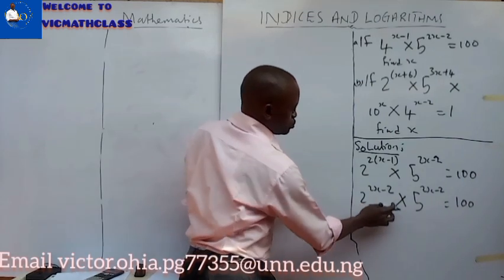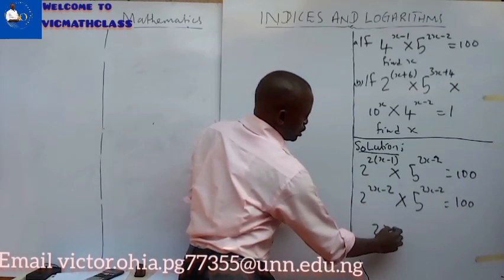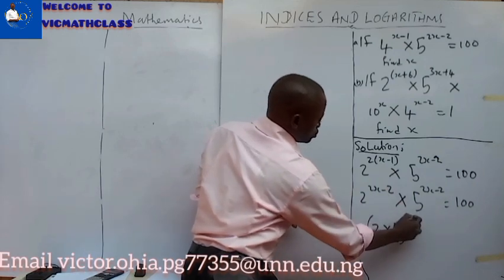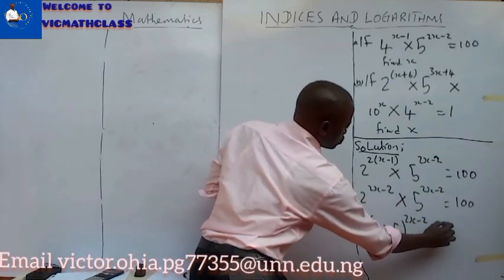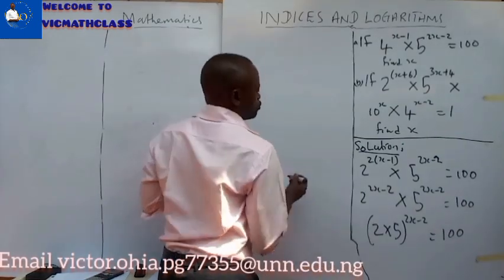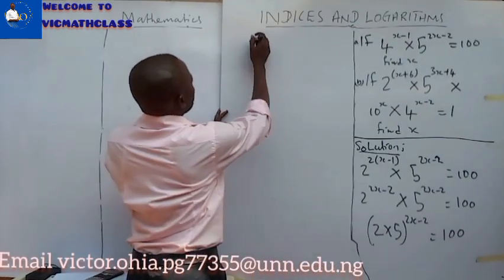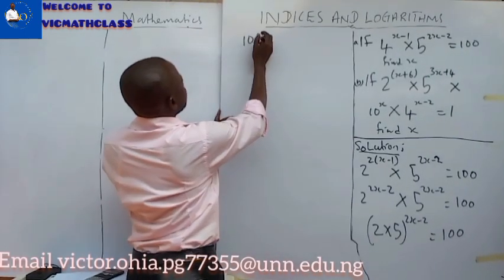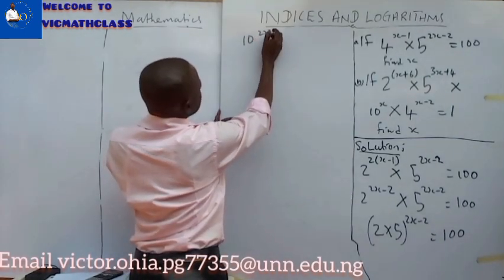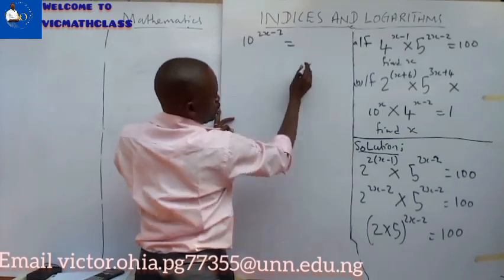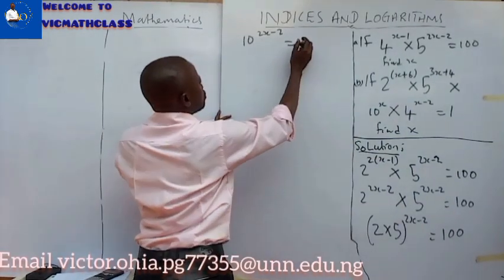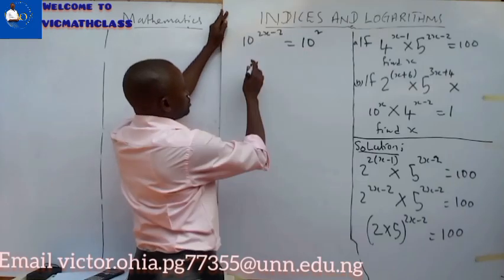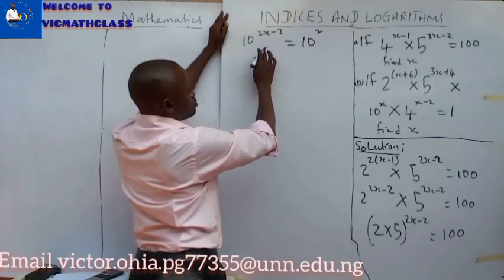So I can bring these two together as 2 times 5, then raise the common power, which is 2x minus 2, equals 100. From there, we will have 10, because 2 times 5 is 10, to the power 2x minus 2 equals, I think right now I can change this 100 to 10 squared. Wow. So do you realize that the bases are now equal?